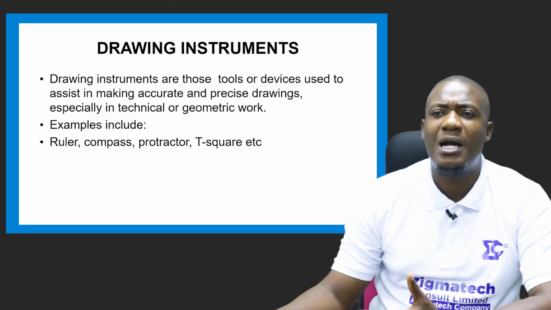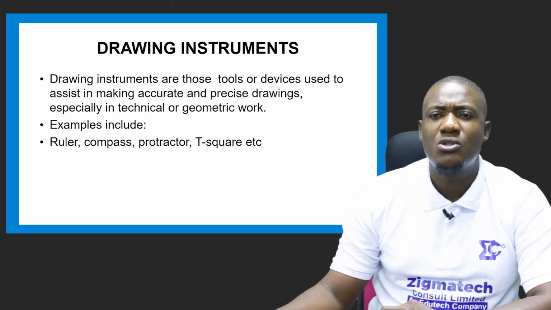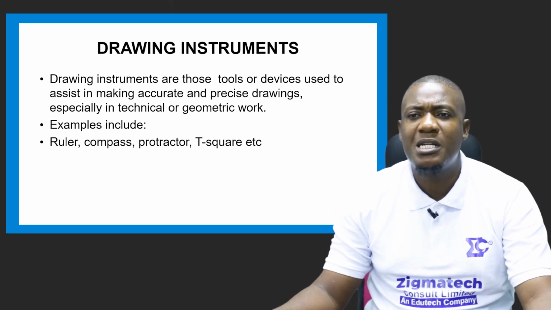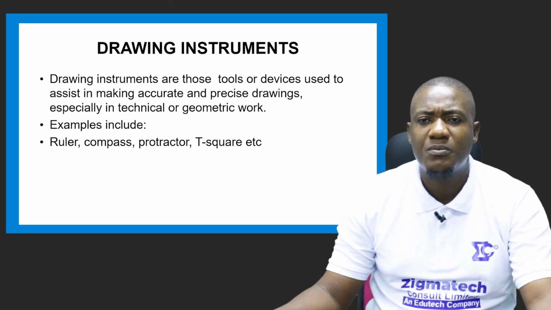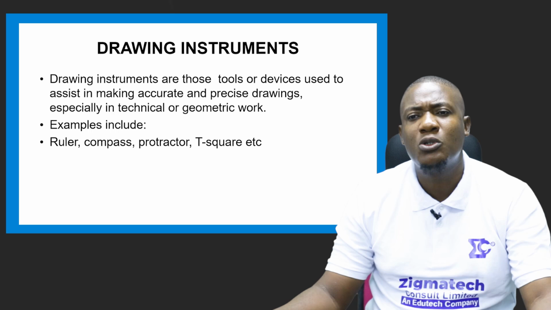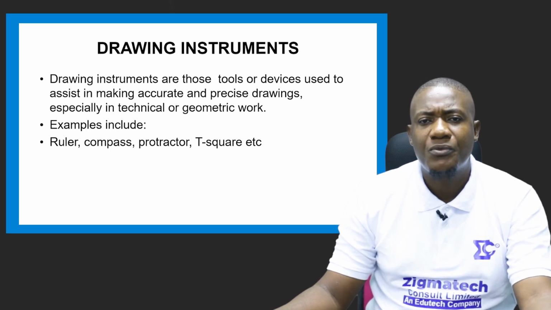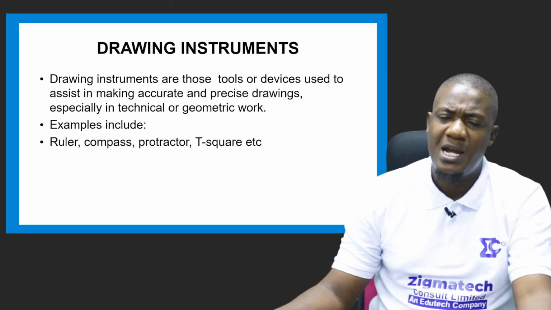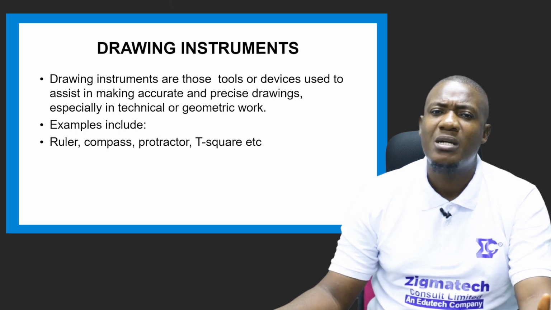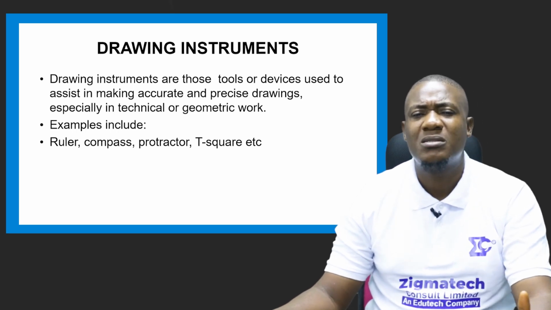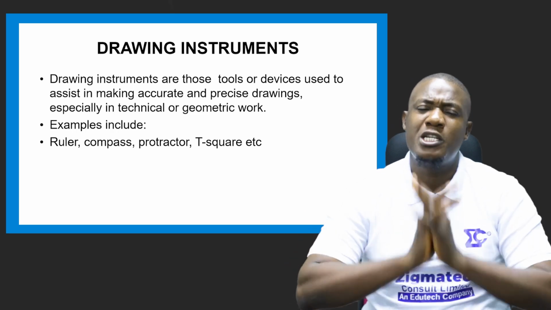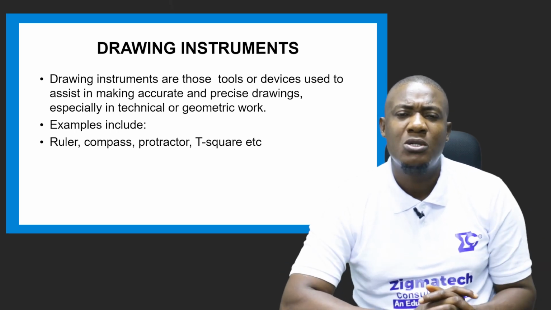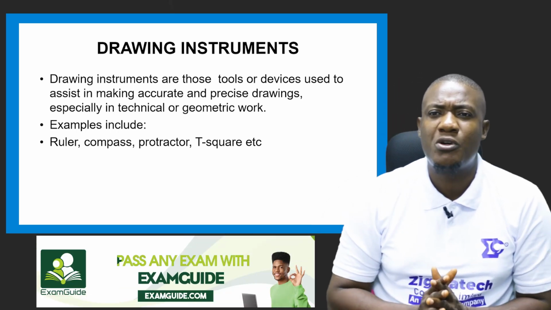Drawing instruments are those tools or devices used to assist in making accurate and precise drawings, especially in technical or geometric work. Examples include a ruler, the compass, the protractor, the T-square, the set squares, etc. These are drawing instruments. They help us to produce technical drawing.